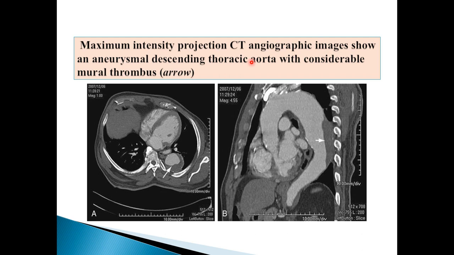Also, CT angiographic images are very important in assessment as well as follow-up of these lesions. In this example, we have an aortic aneurysm involving the descending thoracic aorta with a considerable large mural thrombus here. So this bulge here is the distended or dilated thoracic aorta. This is the color of the blood inside the aorta, and this area looks different. It has a different color, a darker color, because it contains a thrombus.